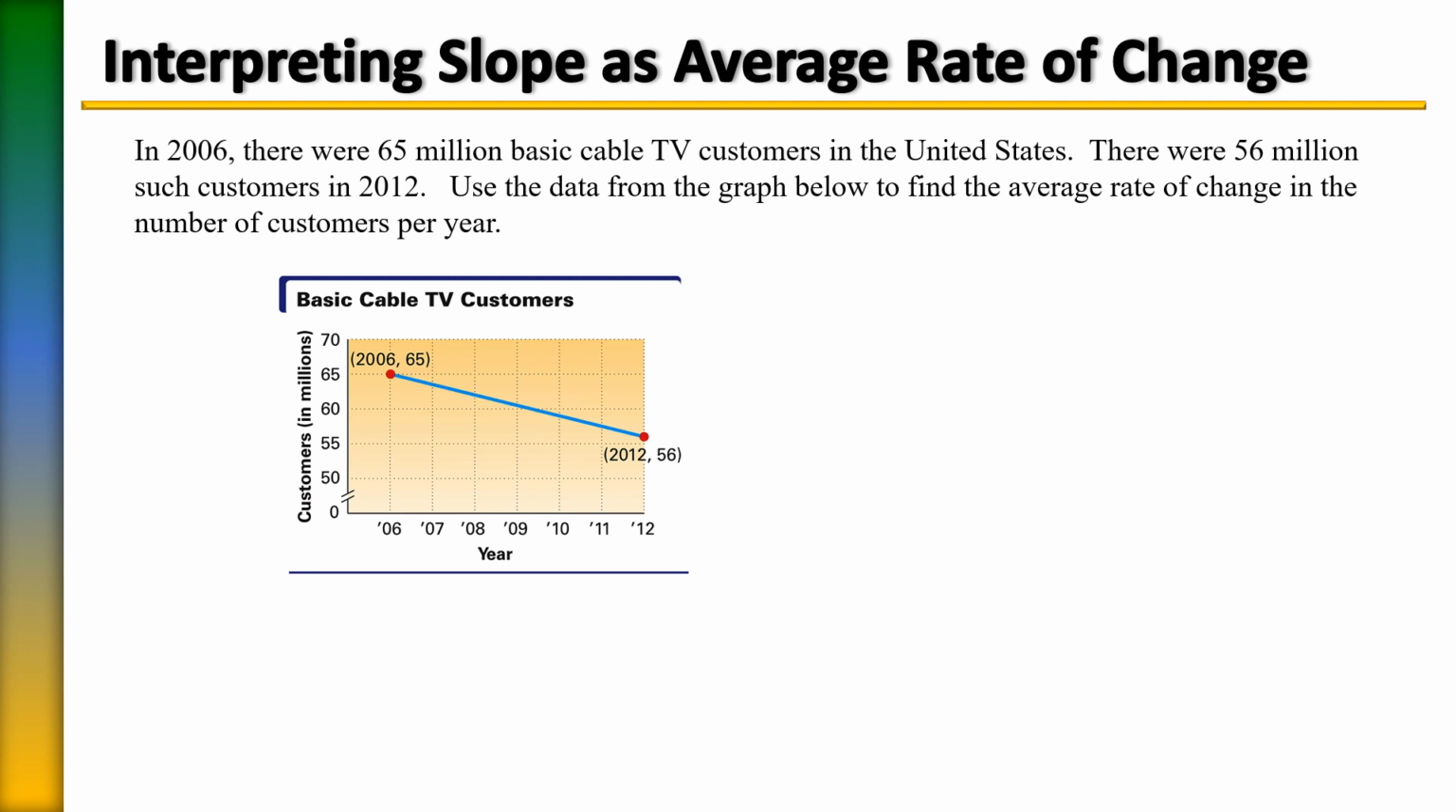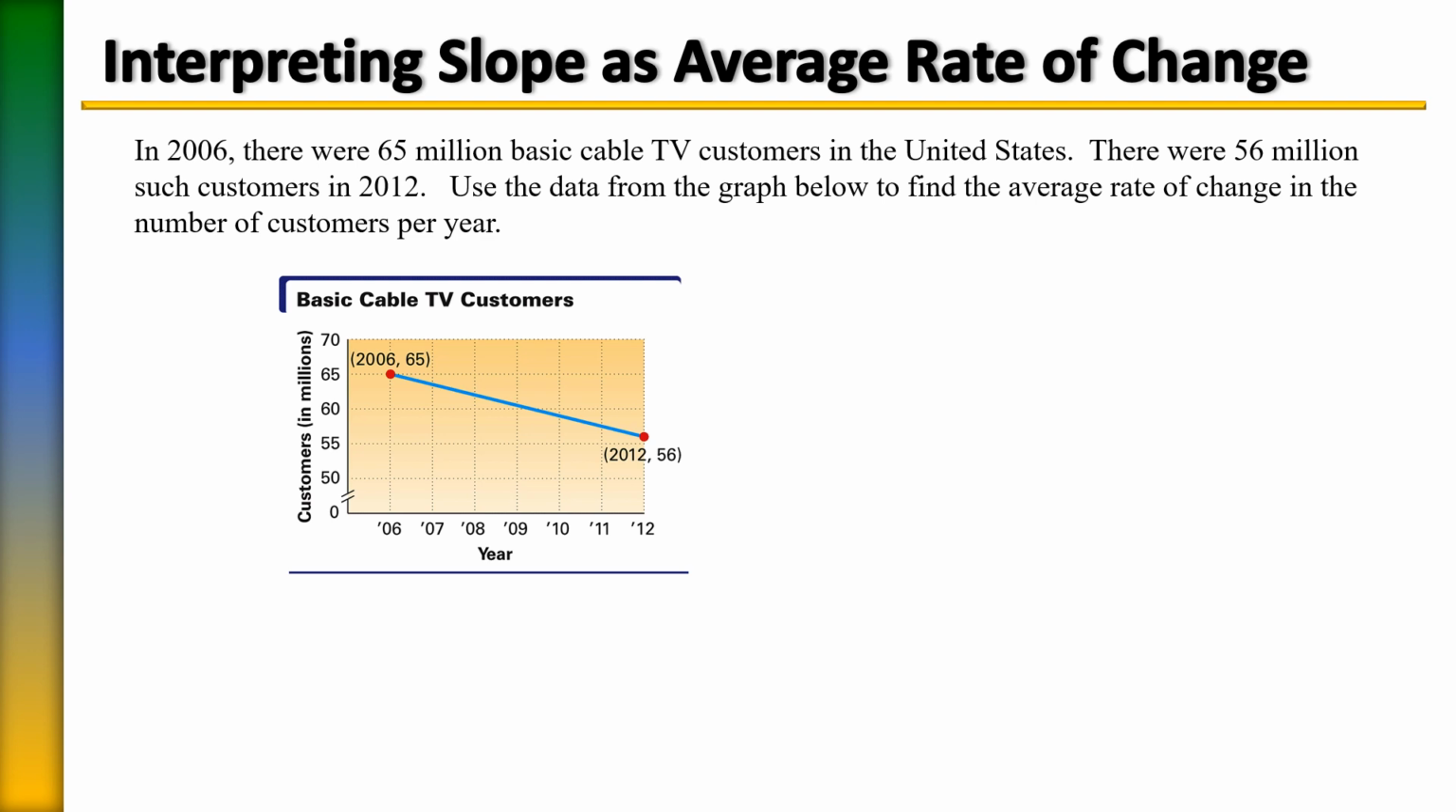In 2006, there were 65 million basic cable TV customers in the US. There were 56 million such customers in 2012, so use the data from the graph below to find the average rate of change in the number of customers per year. So our keyword here, they're asking us to find the average rate of change. And recall, anytime you see that phrase, average rate of change, all you're doing is finding the slope.